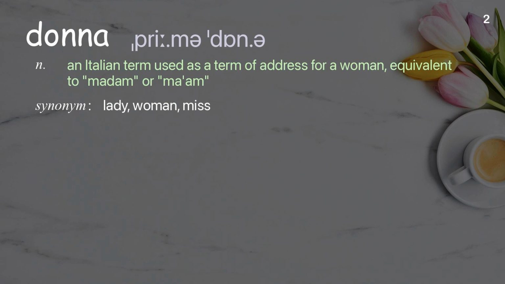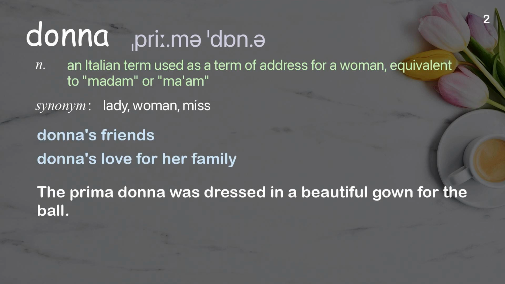Donna. An Italian term used as a term of address for a woman, equivalent to madam or ma'am. Examples: Donna's friends. Donna's love for her family. The prima donna was dressed in a beautiful gown for the ball.